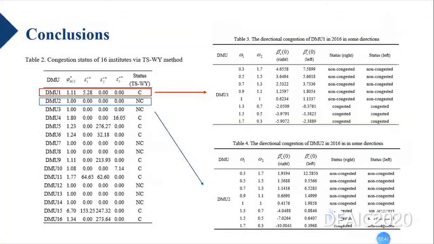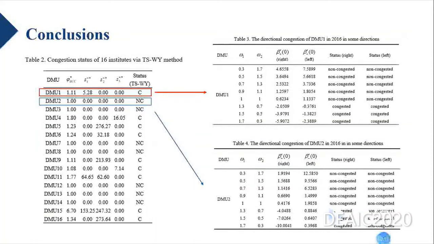In addition, DMU1 is not congested in some directions. Such results mean that DMU1 can continue to expand its scale in staff and expenditures according to these proportions, which will not bring congestion.